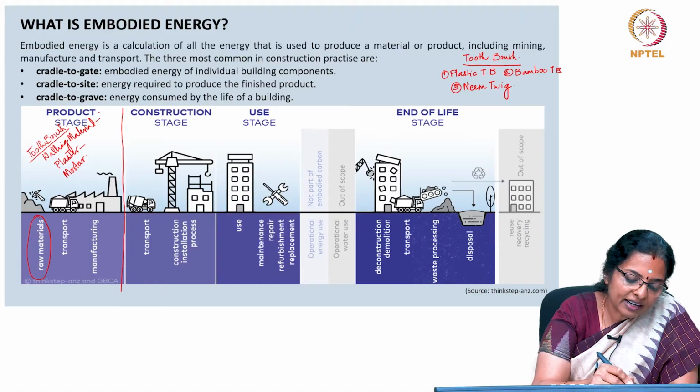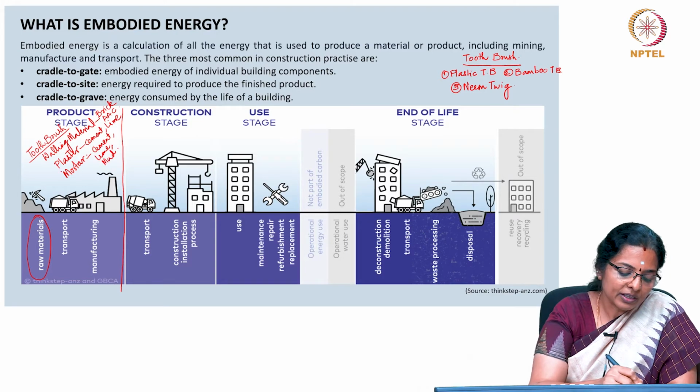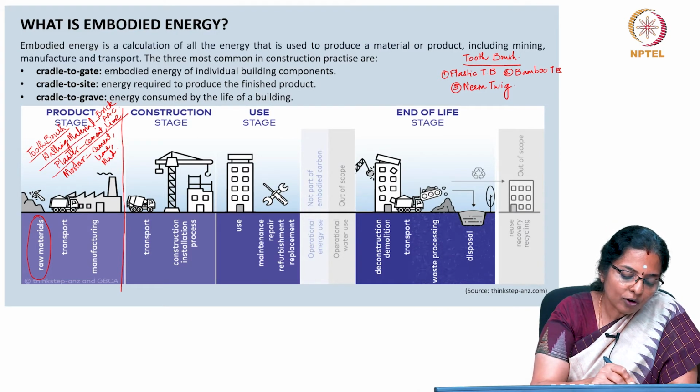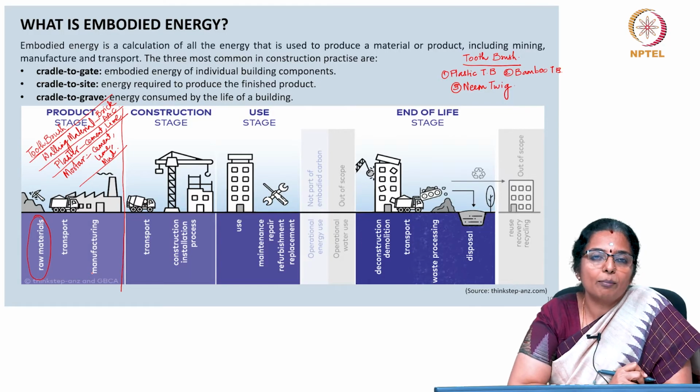For walling material, I will consider brick, AAC block. For plaster, I will consider cement, lime. For mortar, I will consider cement, lime, mud mortar. So, for all these materials, just imagine the product stage embodied energy.